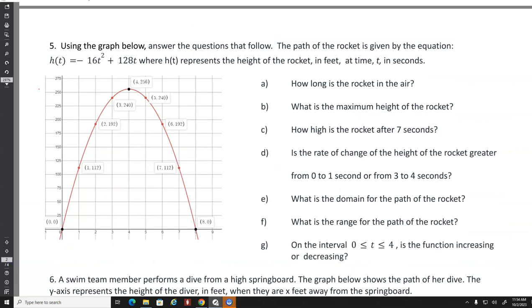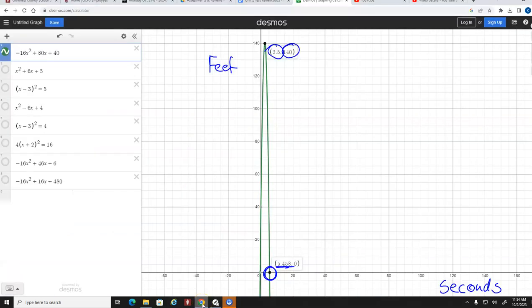All right. Now, using the graph below, answer the questions that follow. The path of the rocket is given by the equation -16t squared plus 120. I also want to mention that when you are graphing, you have to change the t to an x. Desmos will not accept a t, so you have to change the variable to an x.